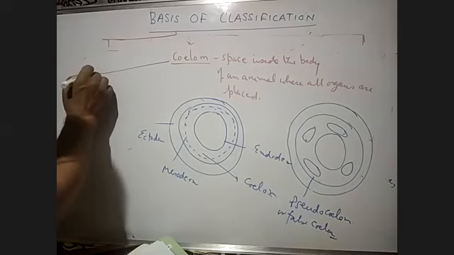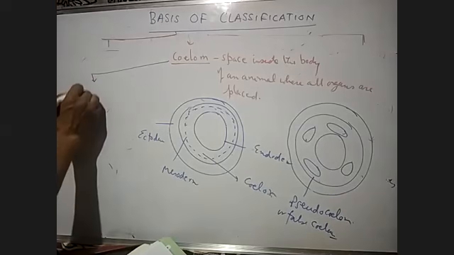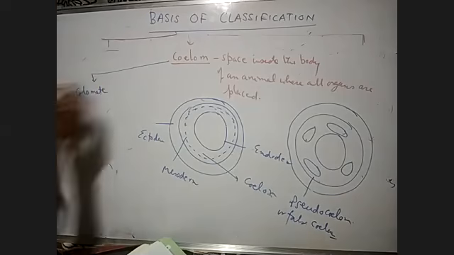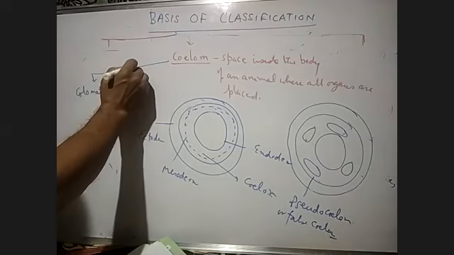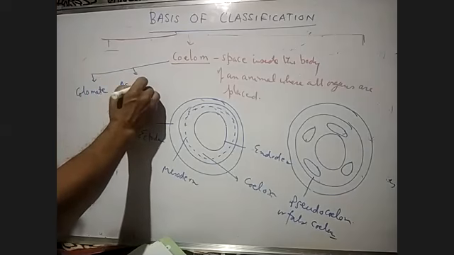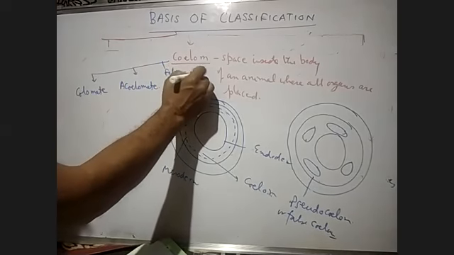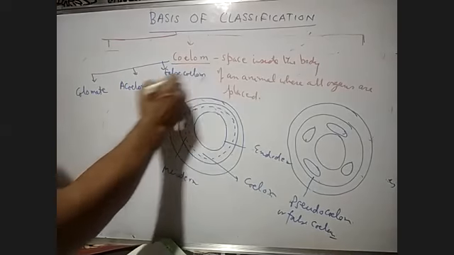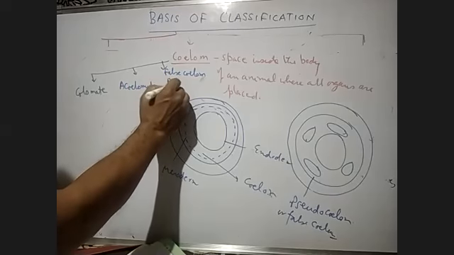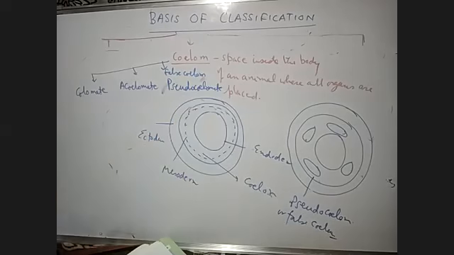The body coelom will be of three types. Number one will be coelomate animals. Where coelom is present, animals are called coelomate. If coelom is absent, they are called acoelomate. And if they have the false coelom, then these animals are called pseudocoelomate. So in this way, coelom is divided into three types.